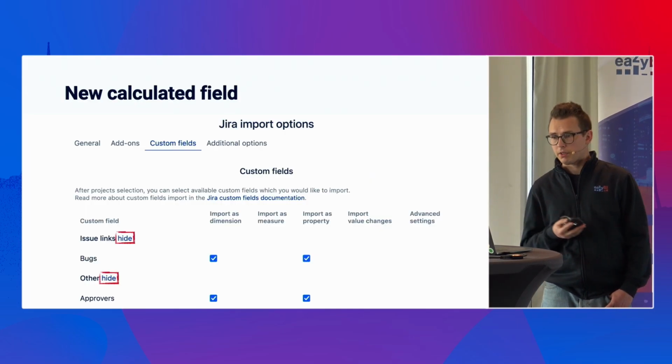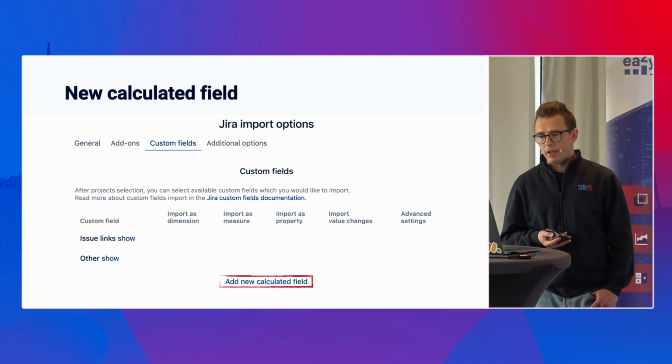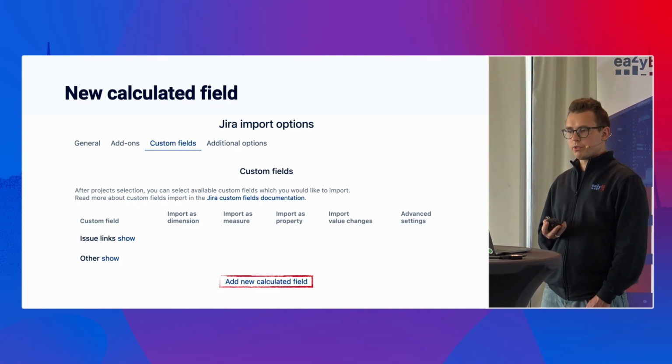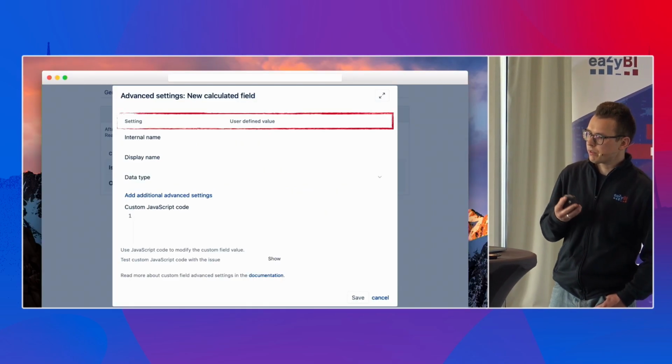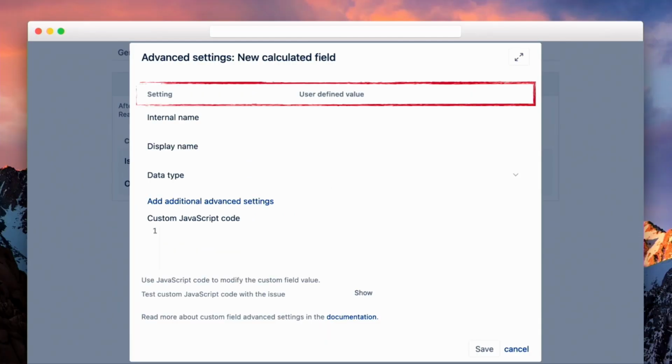First, let's get the other fields out of the view. And at the very bottom of the Jira Import Options Custom Fields tab, you can see the new link. And it's a pretty familiar menu again. But in this case, there are only two columns, the setting and the value. You decide what the value is.